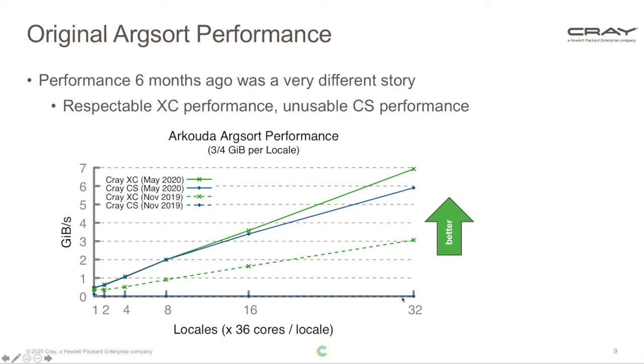And the performance itself was bad, but we also had no scalability, which means that adding nodes did not improve performance, which is a real problem. And so we're going to delve into why was performance so bad before? And to do that, we need some context for sorting.